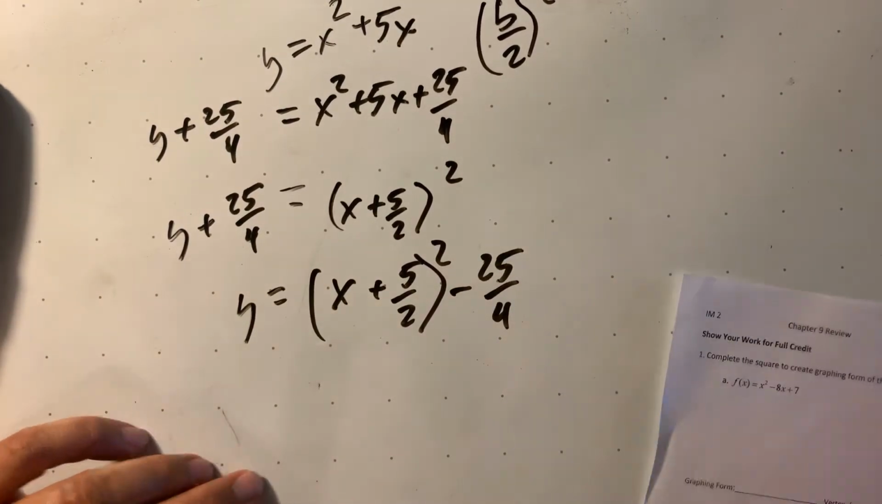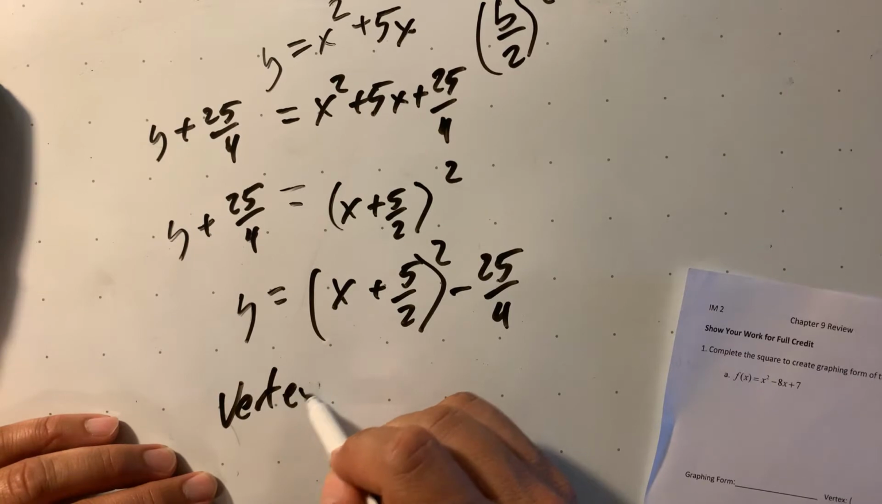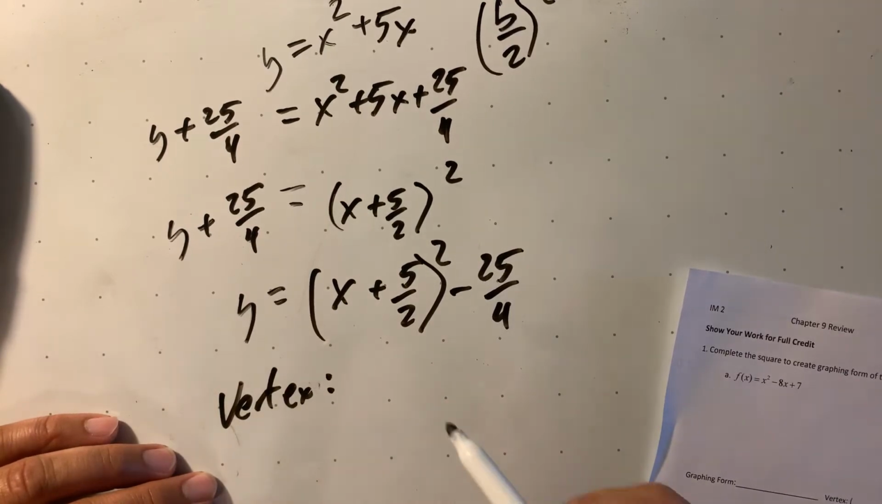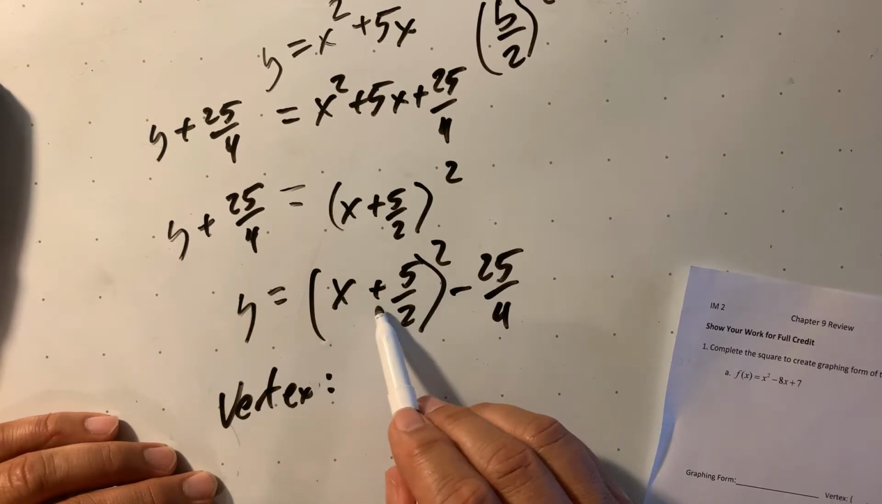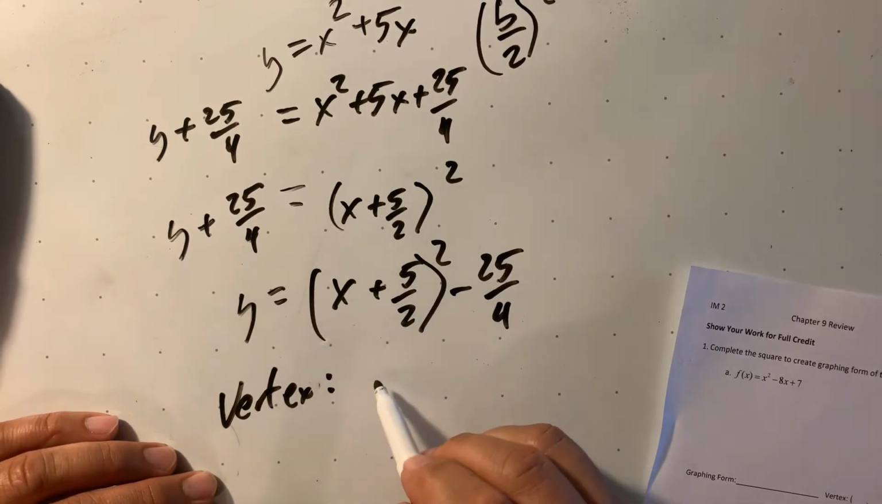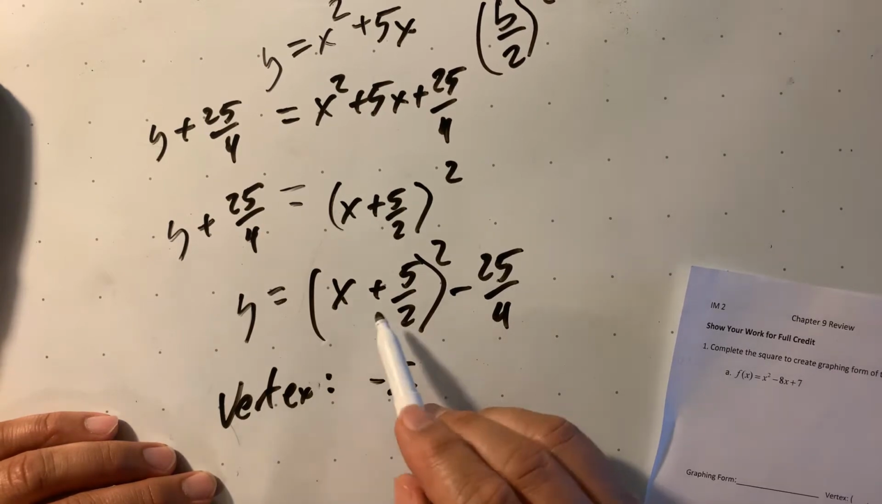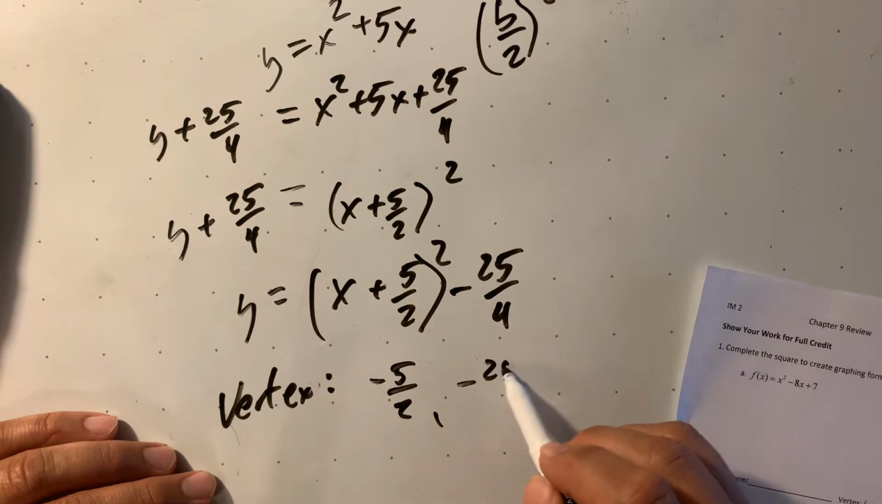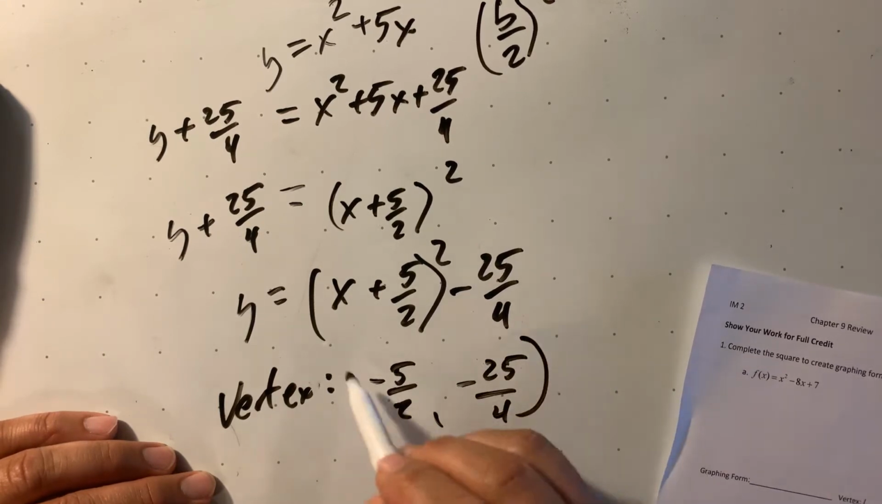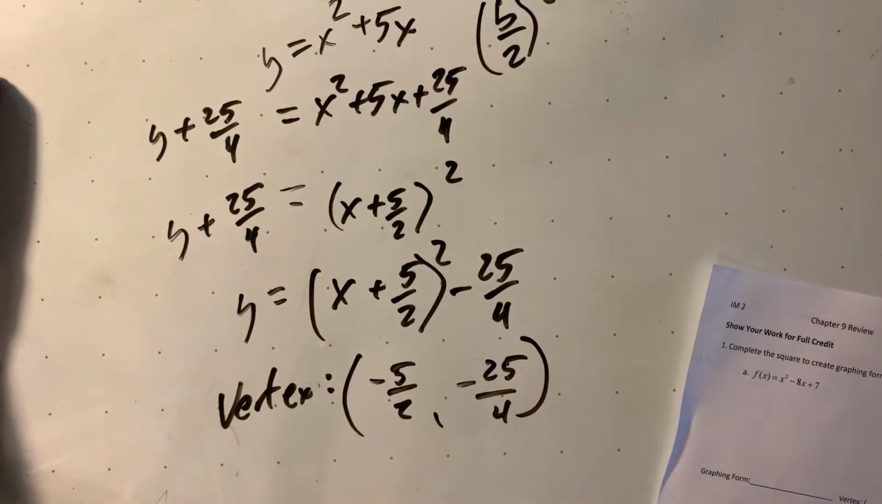So my vertex is just going to be the hk value. So if h is 5 halves, then remember there's supposed to be minus 5 halves, so that's a negative 5 halves. The h value is the opposite of what's there. And then the k value is whatever is there. So there's that one. All right, there's your vertex.